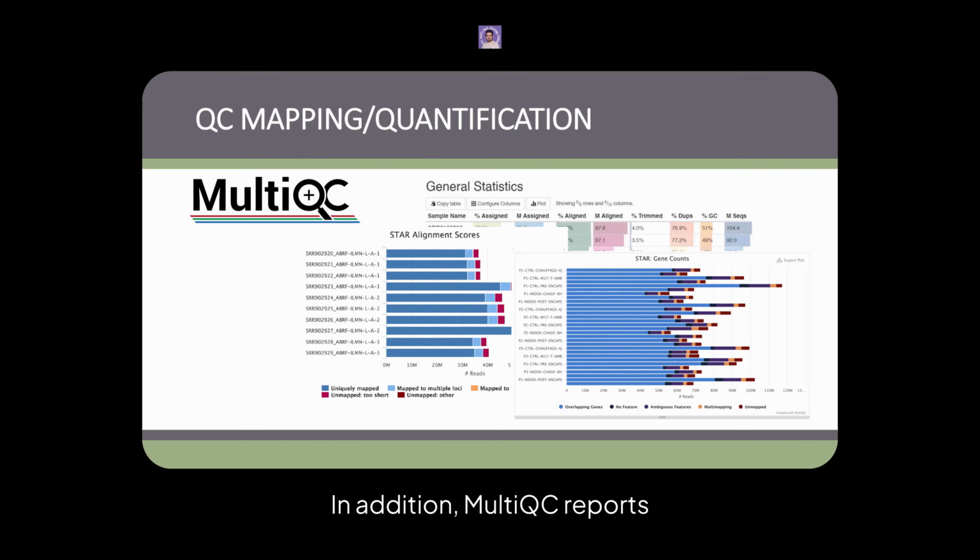In addition, MultiQC reports STAR gene counts. For each sample, we see how reads are distributed across overlapping genes, ambiguous features, multi-mapping, and unmapped categories. This overview confirms that most reads contribute to informative gene-level signals.